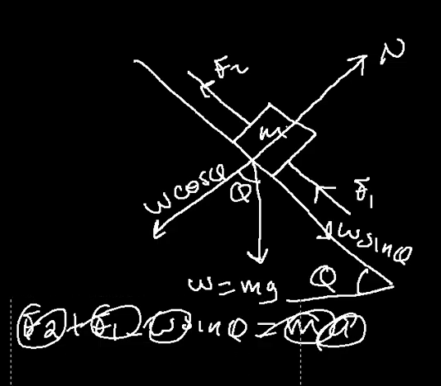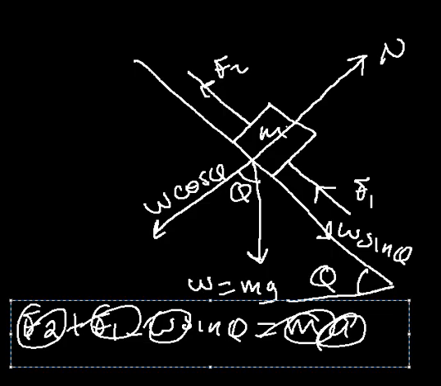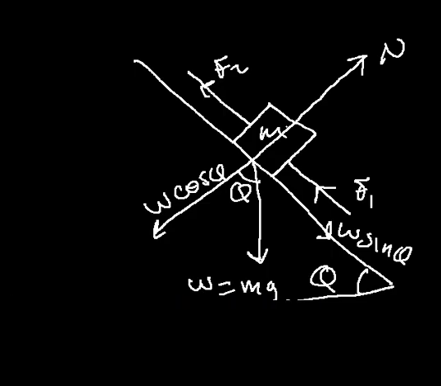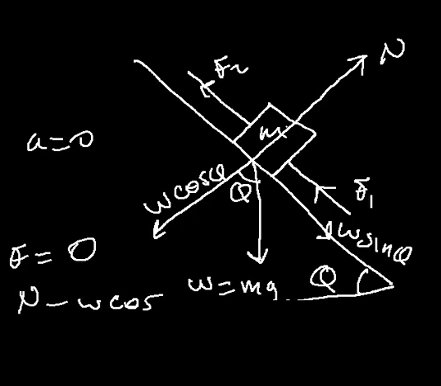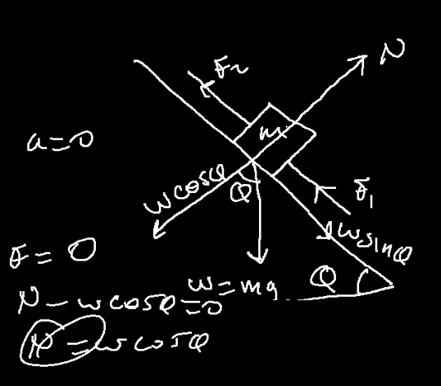And how about if we look at the aspect of the normal force? Since there is no motion along the y-axis, the acceleration is 0. Therefore, the force is equal to 0. And what are those forces? We have the normal force minus W cos theta, which is equal to 0. So the normal force is given as W cos theta. This is how the normal force can be obtained in that way.